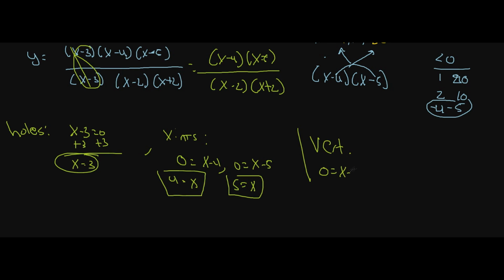And the same thing on the bottom. X minus 2 and 0 equals x plus 2. Subtract 2 from both sides. X equals negative 2. And here we're just going to get x equals positive 2.